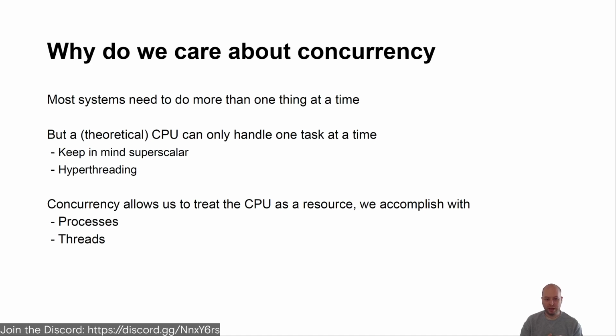And so how do we do that? Well, concurrency allows us to essentially treat the CPU as a resource. So instead of saying, here's this CPU and it's doing one thing at a time, we say, here's the CPU, and we can chop it up into ratios of time spent on particular tasks. And we can accomplish this in two different ways, which are very similar at the core, but a little bit different in function. The main one is processes, right?